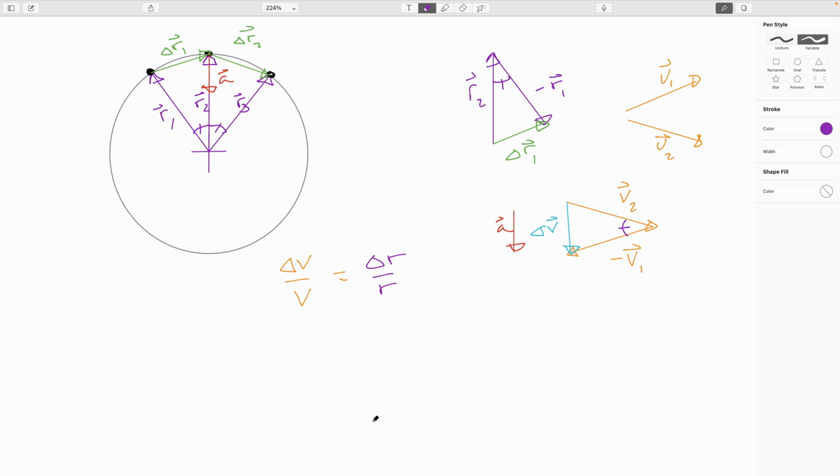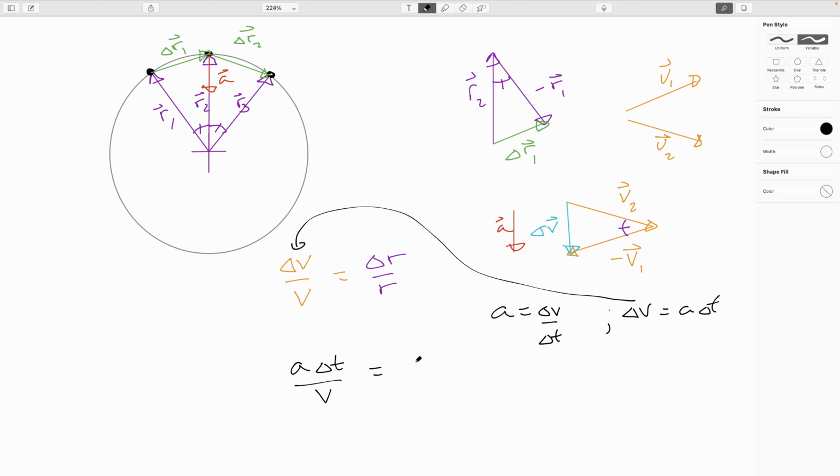Okay, now we know from our definition of acceleration, it's the time rate of change in the velocity. And yes, this is technically an average acceleration, but don't worry, at the end we'll take a limit as delta t goes to 0 and everything will become a derivative, so it's all good. So I can rearrange this to get that delta v is equal to a delta t. So I can go ahead and stick that in there. So I get that a delta t over v is equal to delta r over r.